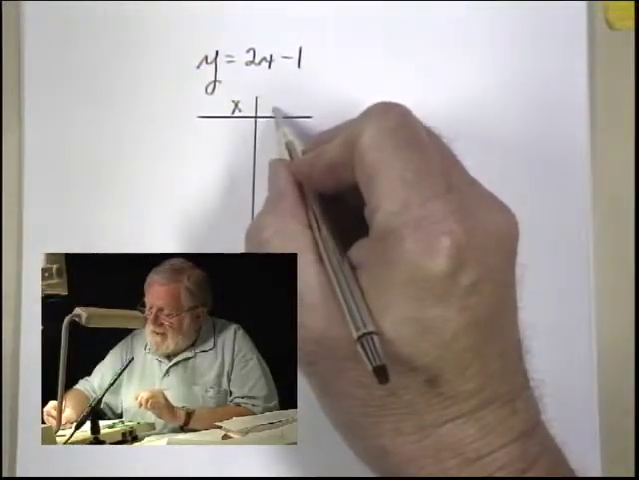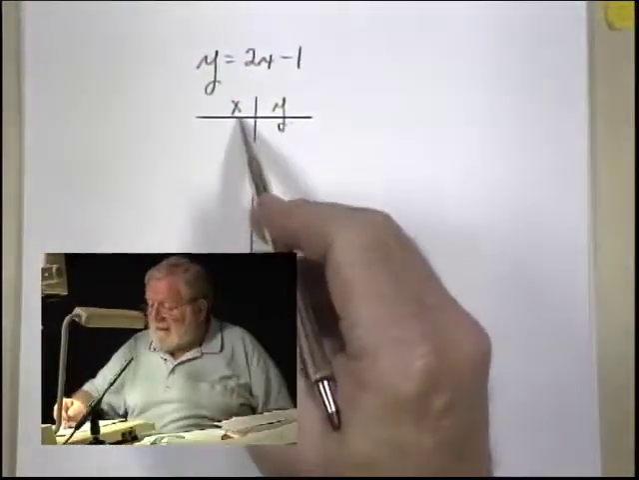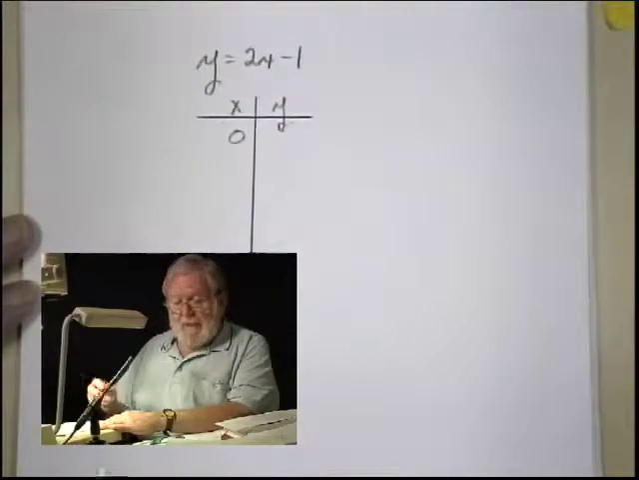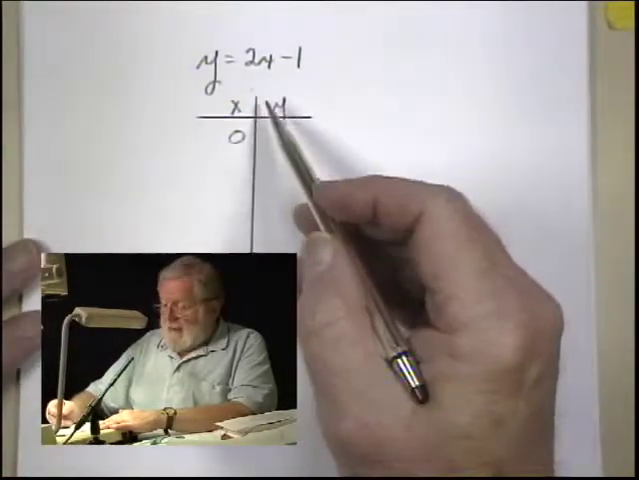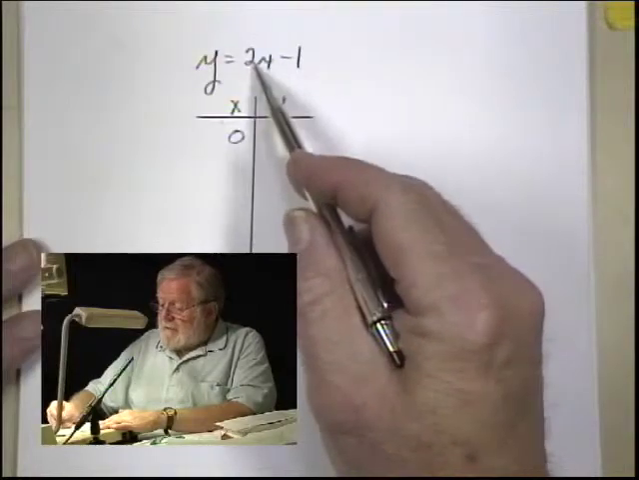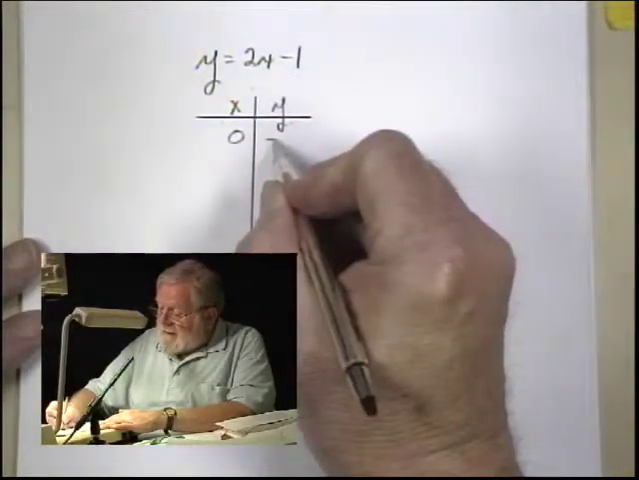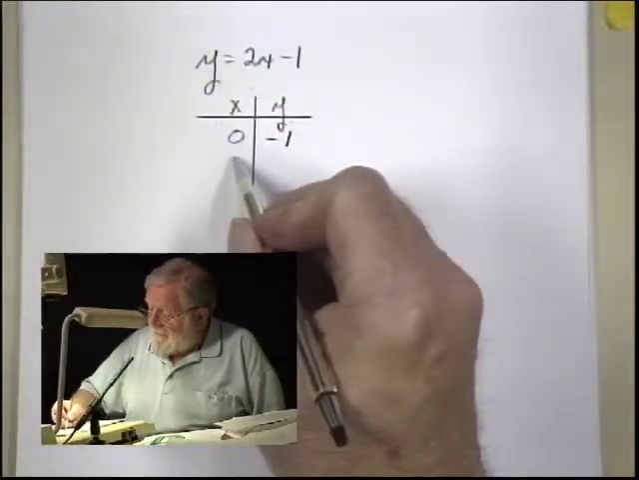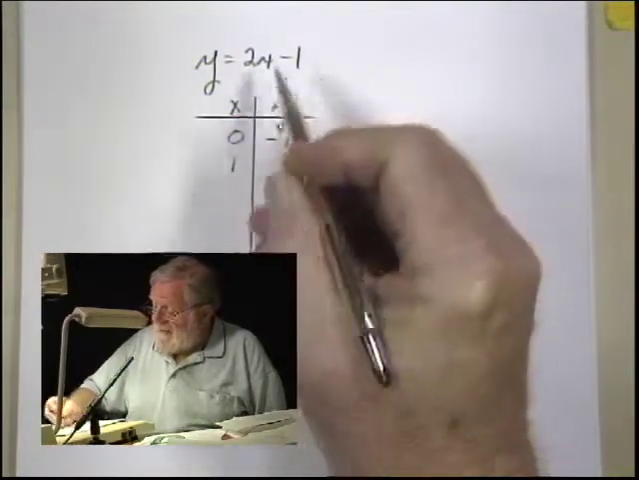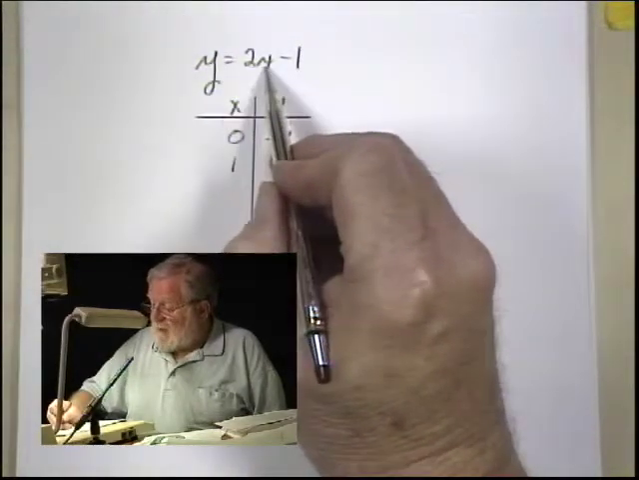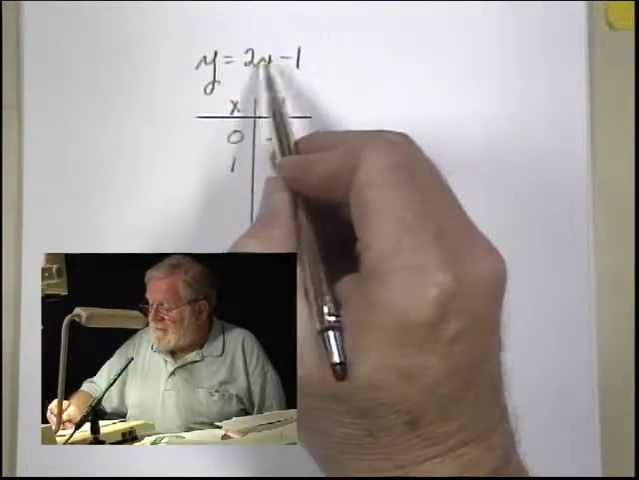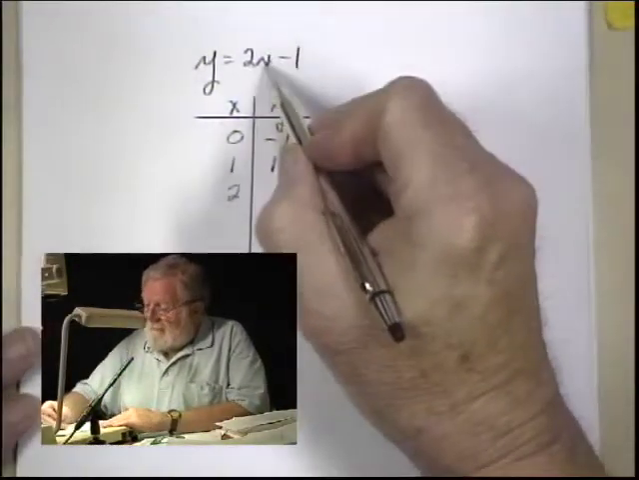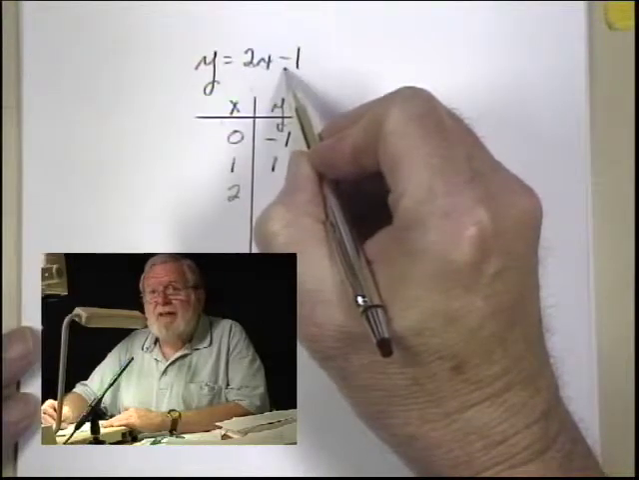And we'll assume values for our x and find out, if x is that value, what would the y be? So I always start with 0. So here we'd have 2 times 0 minus 1 is a minus 1. And we'll assume x equals 1. So if x equals 1, we'd have 2 times 1 minus 1. 2 times 1 is 2, minus 1 is 1. X equals 2, we'd have 2 times 2, which is 4, minus 1 is 3.